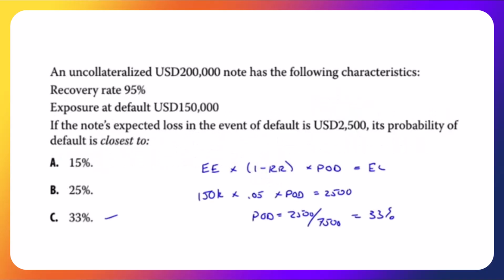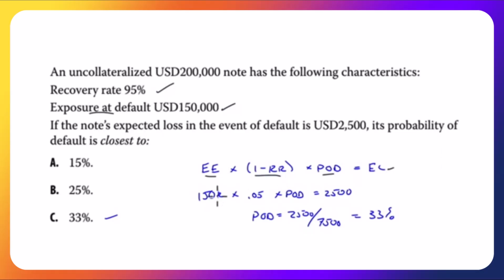An uncollateralized $200,000 note has the following characteristics: recovery rate 95%, exposure at default $150,000. If the note's expected loss in the event of default is $2,500, its probability of default is closest to. So we know our loss given default is going to be our expected exposure times 1 minus the recovery rate. Loss given default times probability of default is expected loss. And we just fill in what we have.